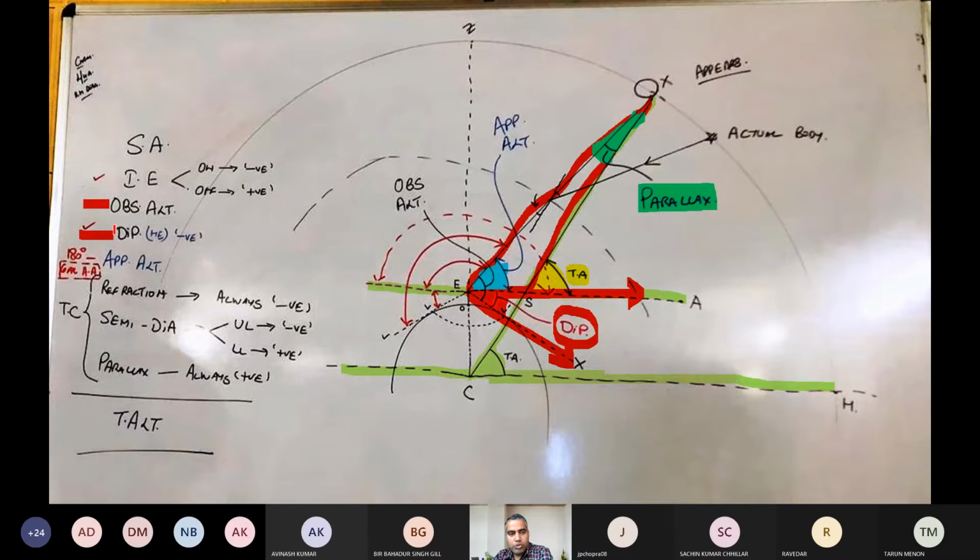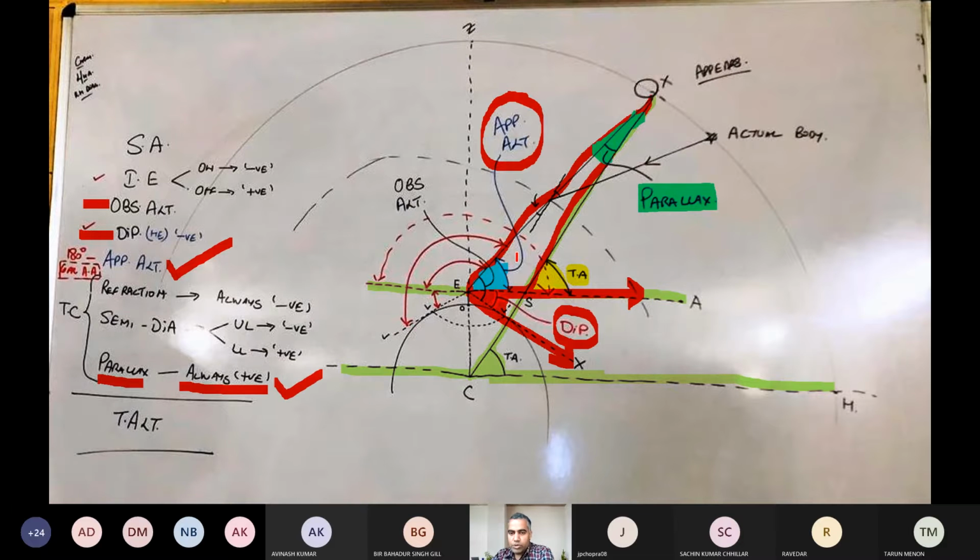So from the observed altitude, we subtract this dip angle and we obtain the blue color angle. This blue color angle, which is the interior angle of our triangle XES, is known as apparent altitude. So you can see here also, once we apply the dip correction, we reach up to the apparent altitude. Now to this apparent altitude, if we add the parallax angle, green color angle, we can get the true altitude. So parallax is added, okay? You can see here I have written parallax is always positive, it is always added.